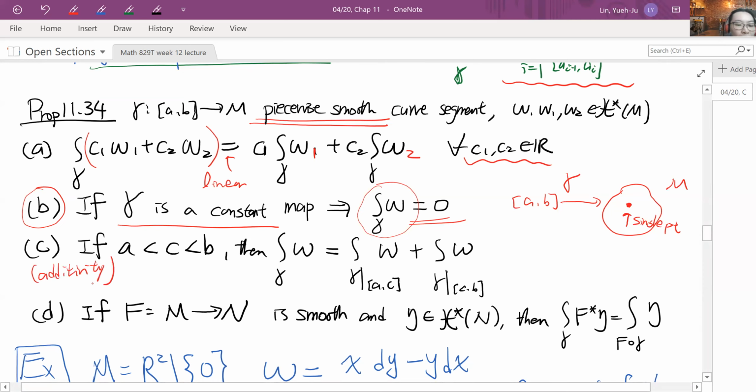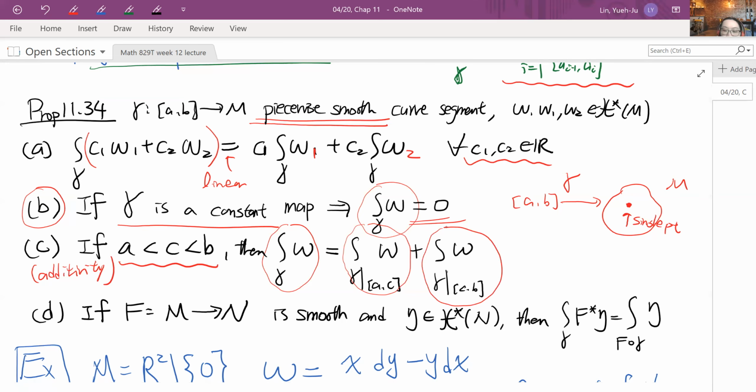And we also have what we call the additivity property. This is what we saw in the usual line integral before, like with one variable, right? If you cut A to B into two non-overlapping sub-intervals, then you can actually add up the integrals. So the integral of W over the whole curve will be the same as the integral over the part from A to C, and also the part from C to B, right? I mean, we already kind of expect this should happen, okay?